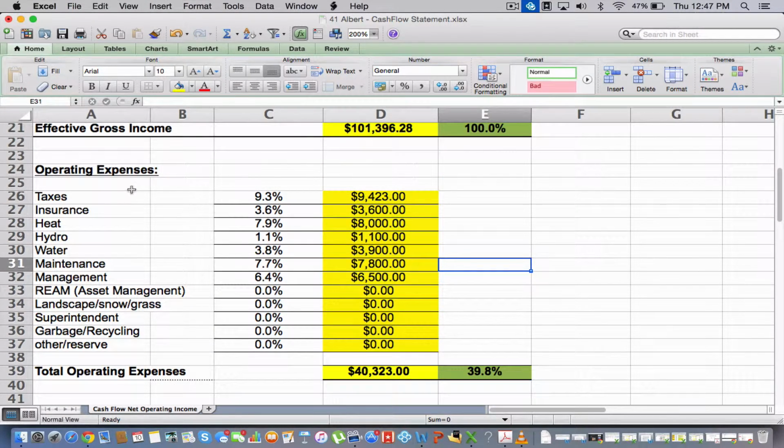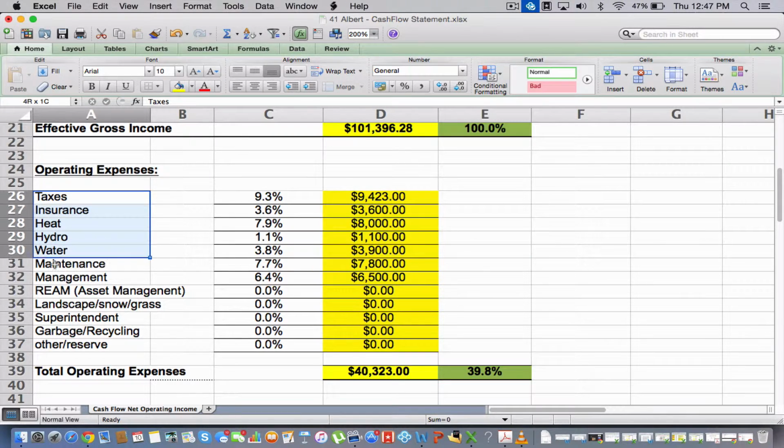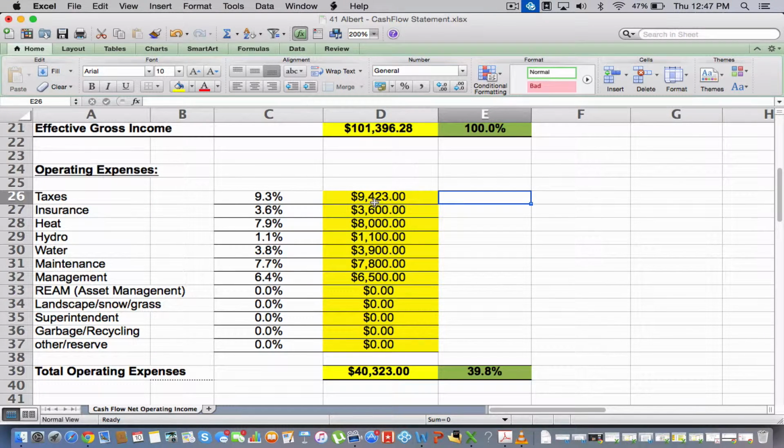So let's start here. There's a very basic list of usual operating expenses that come with any property. The number one is property tax. That's very easy to calculate. It usually comes right off the listing, and if you don't have a listing for the property, it's very easily found by your representative in other places.